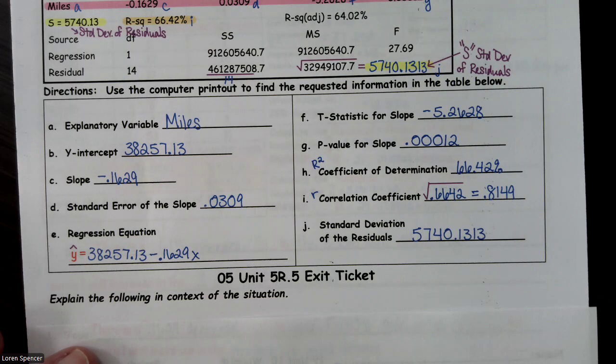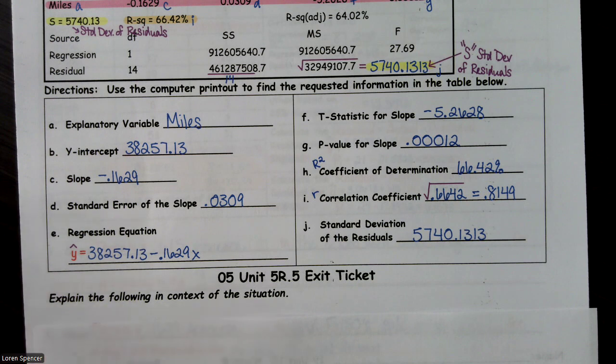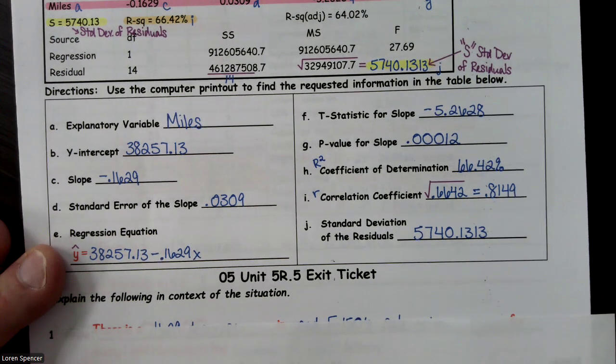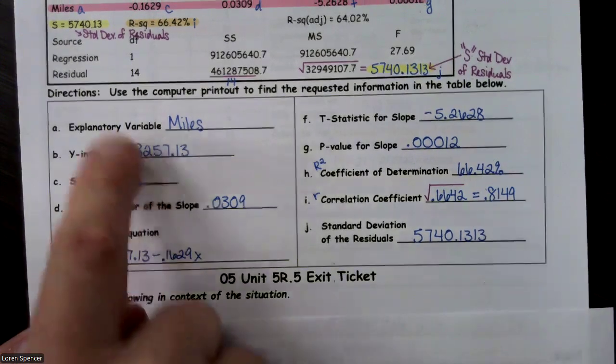Good morning. This is the exit ticket on sentence stems. And the very first thing it asks for is the slope. Well, when I look at the slope, I need to look up ahead. And what did we find?